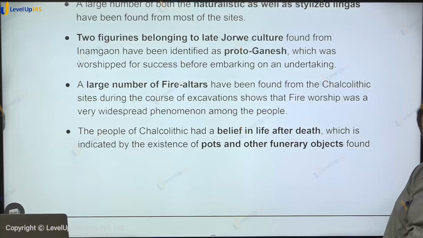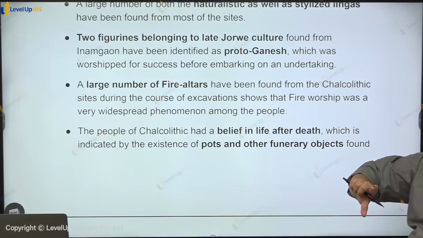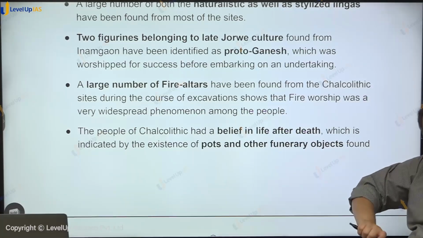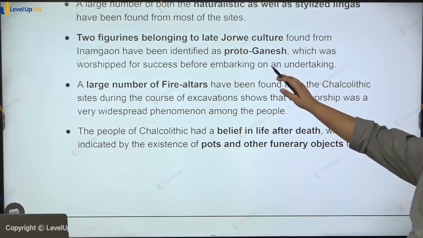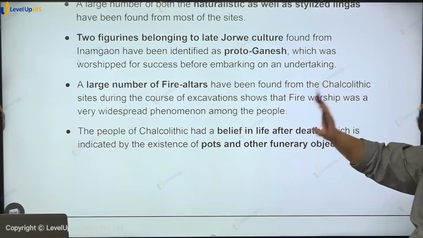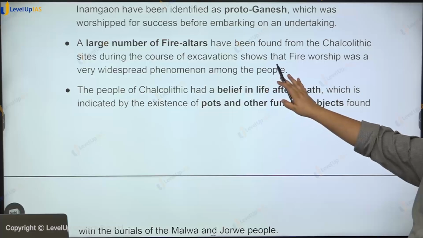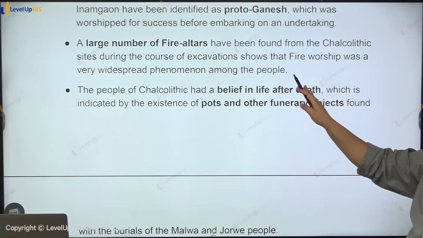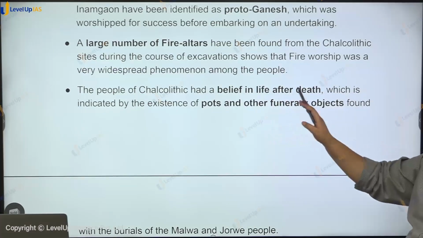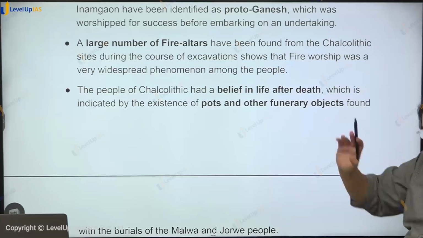क्या क्या दिख रहा है? First of all, the worship of animals is visible. Secondly, the anthropomorphization of animals is also visible over here. And thirdly, once again, connectivity between present culture and the Chalcolithic culture, that is visible. A large number of fire altars have also been found from the Chalcolithic sites during the course of excavations, which shows that fire worship was a very widespread phenomena among the people. This was inherited from the Harappan people.